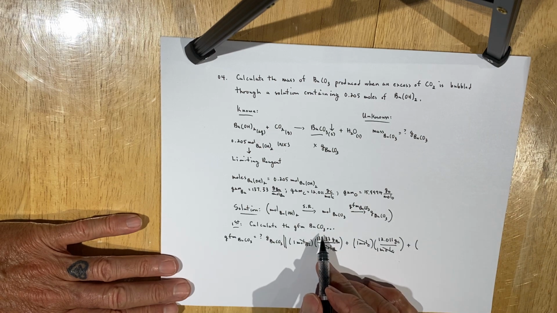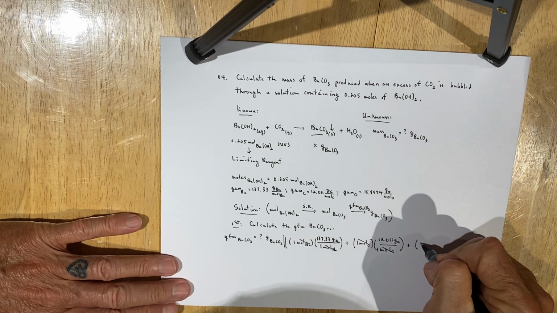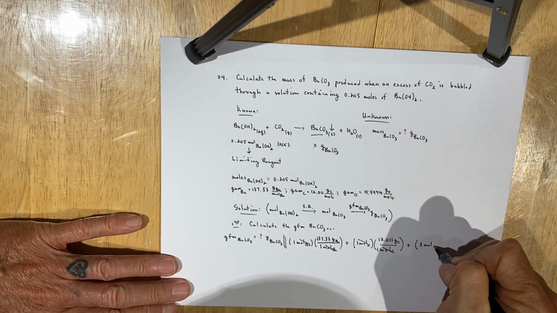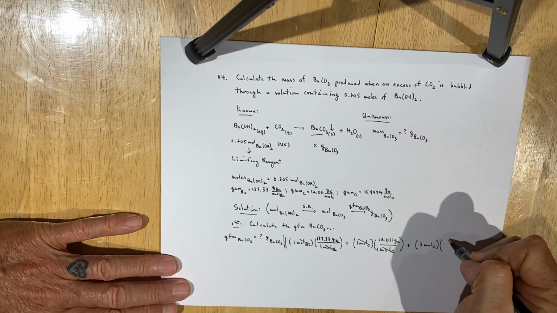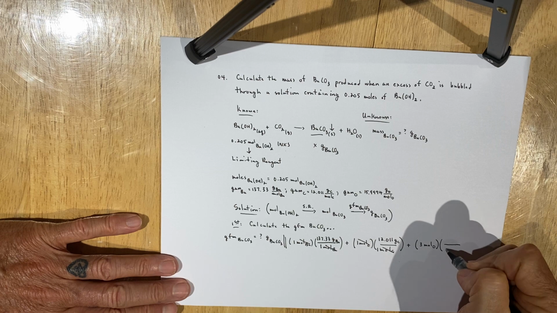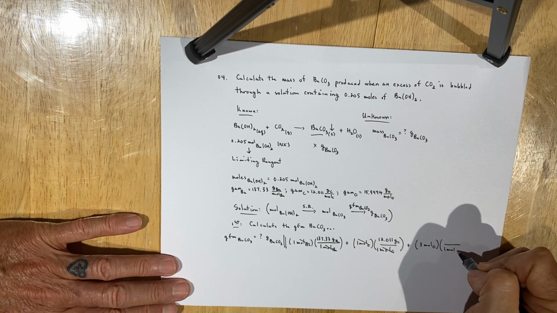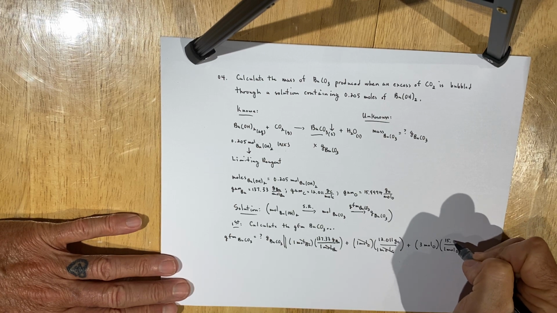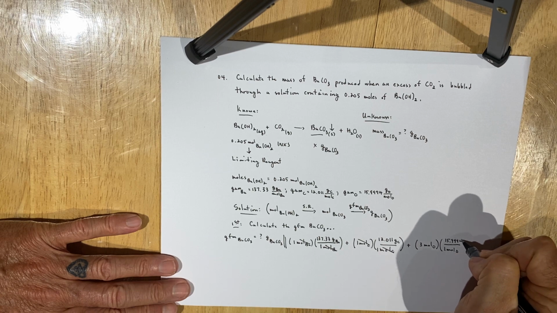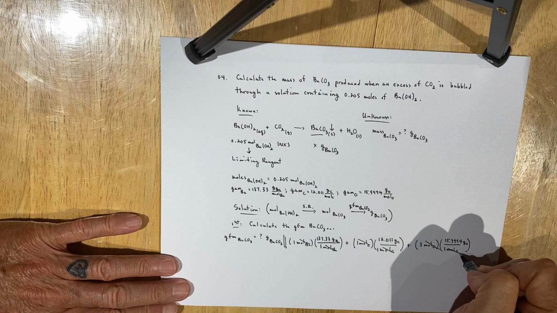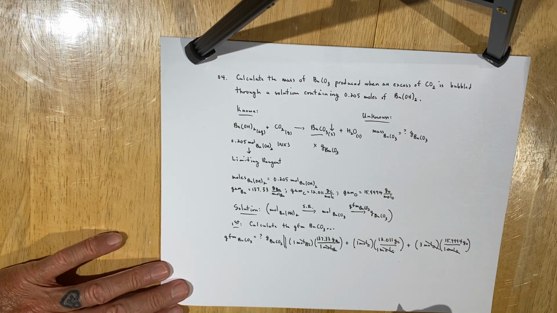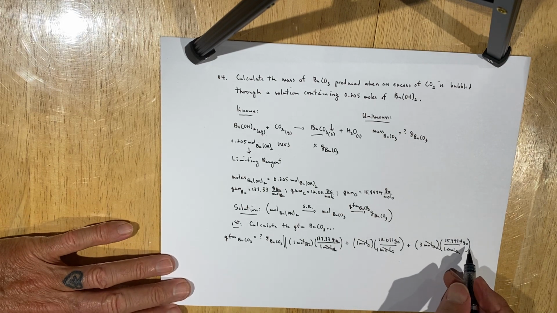Lastly, 1 mole of barium carbonate formula units contains 3 moles of oxygen. So you know there are 3 moles of oxygen, and you know that each mole of oxygen has a mass of 15.9994 grams of oxygen. Moles of oxygen cancel, and you're left with grams of oxygen.